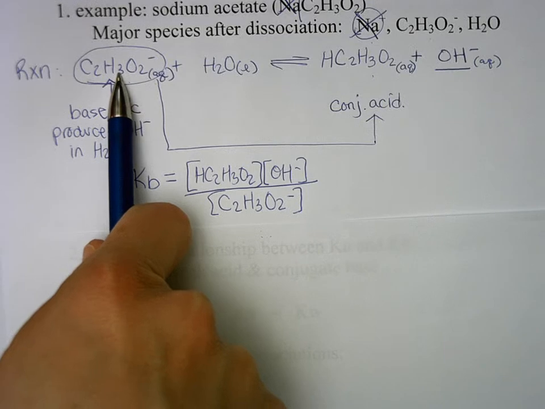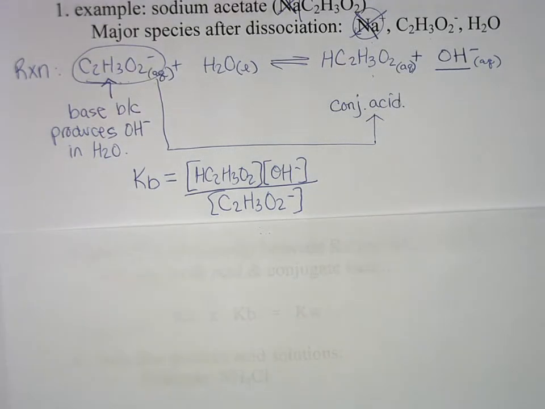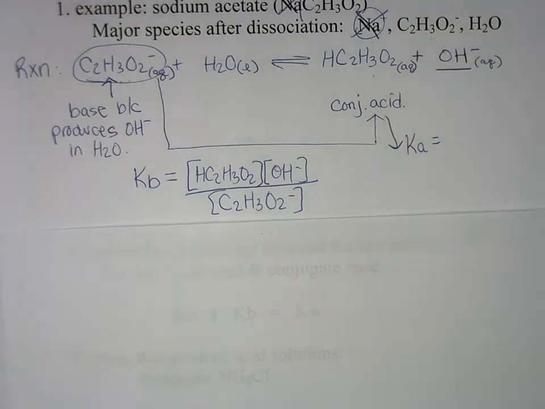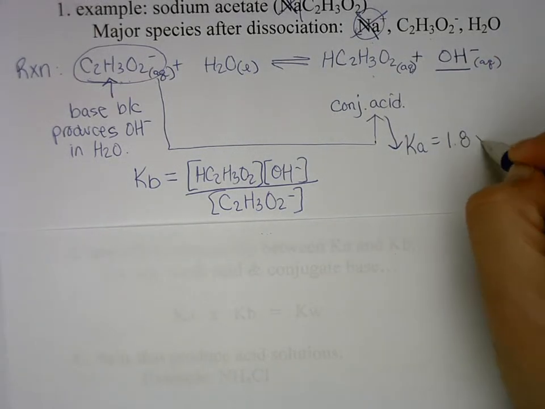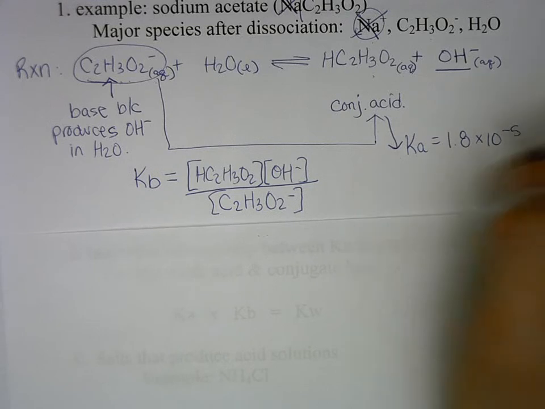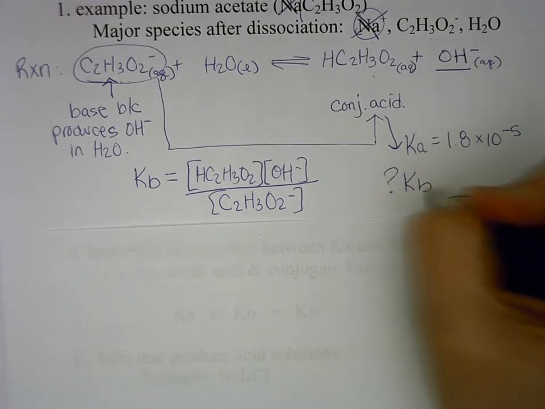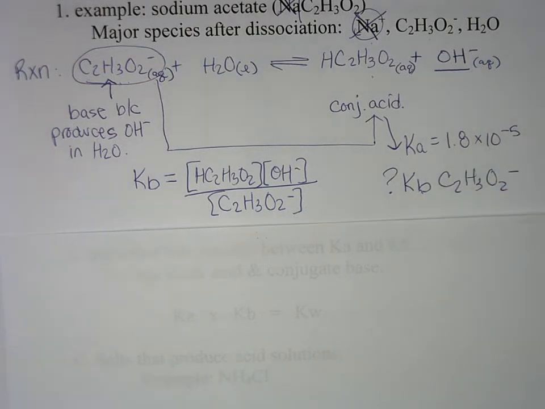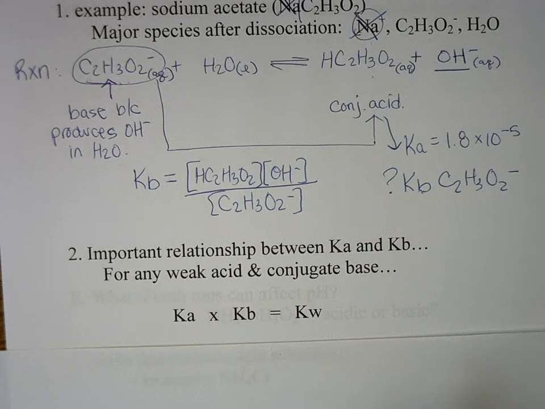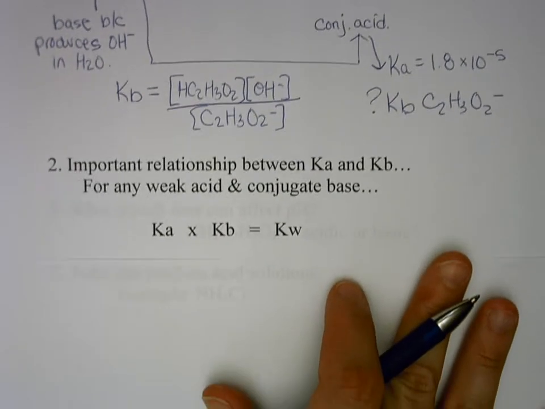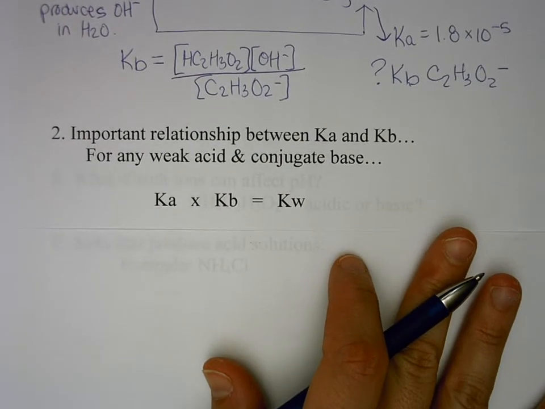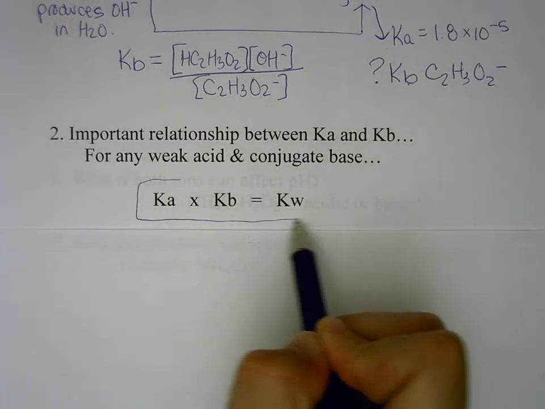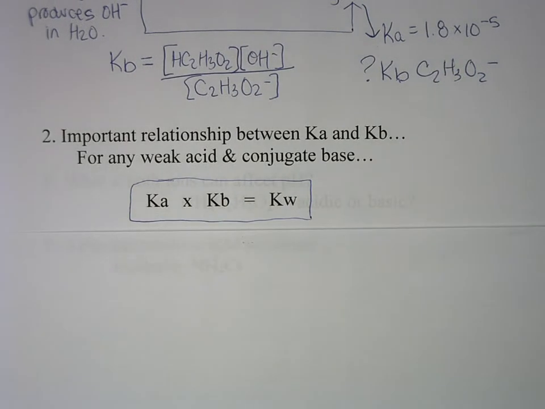It's the conjugate base of acetic acid. So I don't know that. I need to figure that out. I do know the Ka value for acetic acid is 1.8 times 10 to the negative 5. That's something you can look up. So then the question is, how do you figure out the Kb value for its conjugate base, which is the acetate ion? And so here is that very important relationship between Ka and Kb of conjugate acid-base pairs, and how we can figure that out.